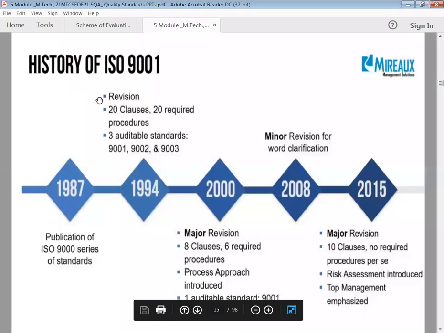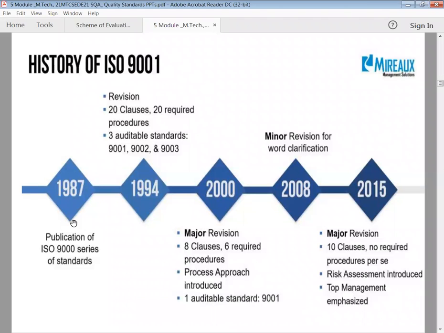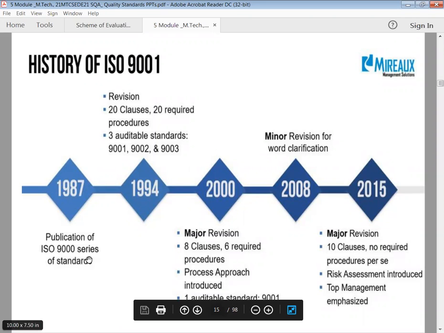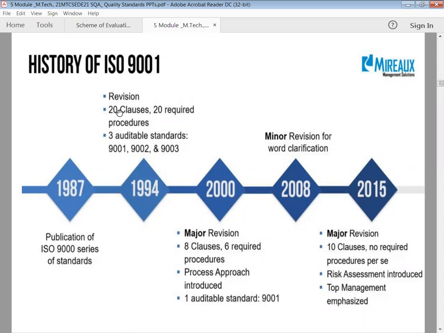If you take the history of ISO 9001, as we discussed, ISO 9001 was introduced during 1987, with the publication of the ISO 9000 series of standards. It stated a number of standard guidelines. During 1994, a revision was made in ISO 9001. So they added some and deleted some components. 20 classes. Each class will deal with each aspect.